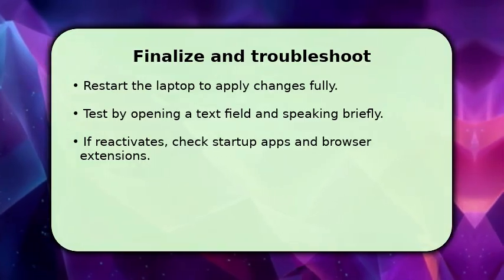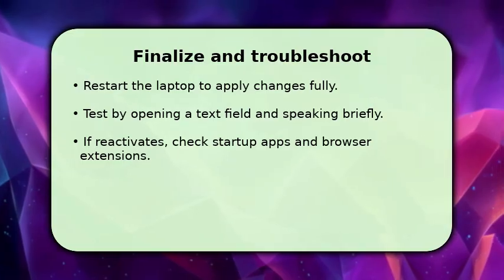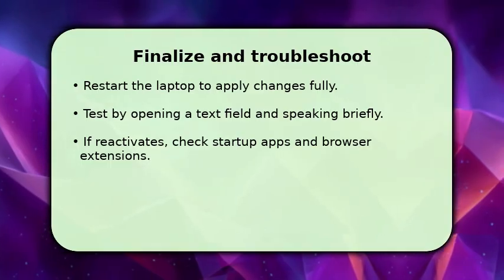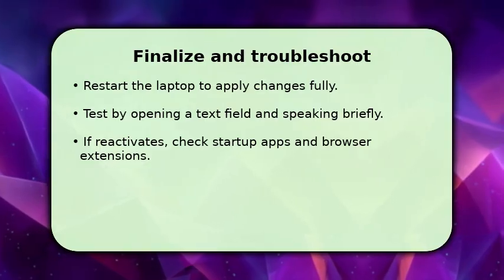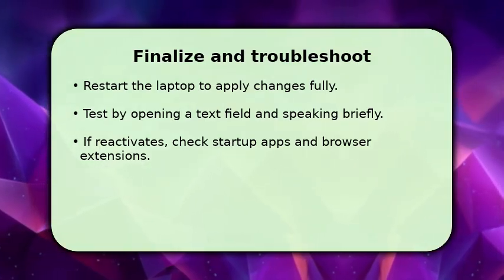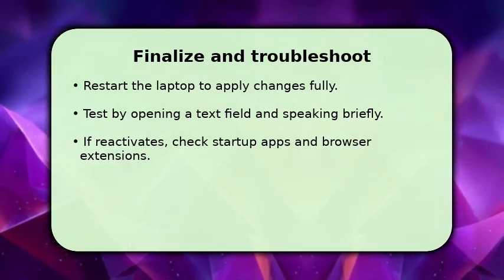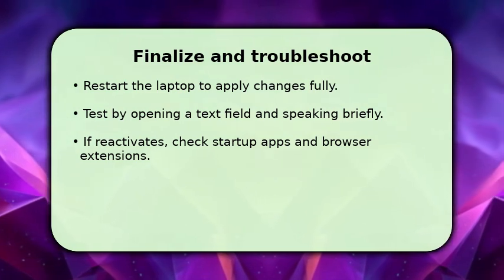If voice typing still activates, check Startup Programs, browser extensions, and third-party dictation apps. Disable or uninstall them. Make sure microphone permissions are revoked for apps you don't trust. If problems continue, update your OS or run a permissions reset. That usually clears stuck services. One troubleshooting tip: Safe Mode helps identify whether a third-party app re-enables voice typing.